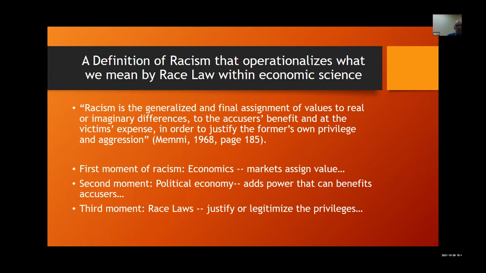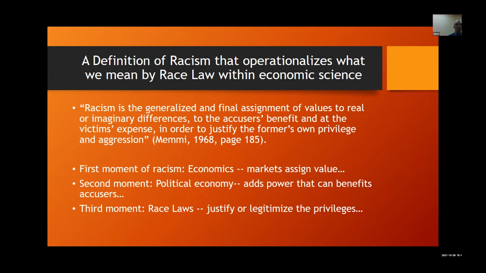Racism is the generalized and final assignment of values to real or imagined differences to the accuser's benefit and to the victim's expense in order to justify the former's own privilege and aggression. Sounds powerful, but it's systematic. It's not people, but it's system. And it's the last part of that that really hooked us.